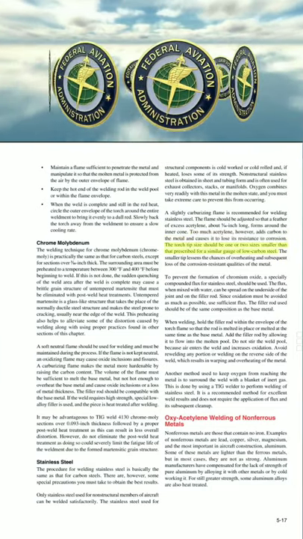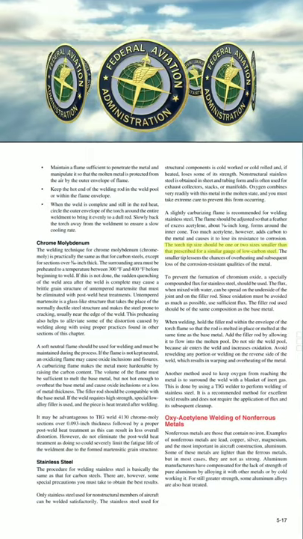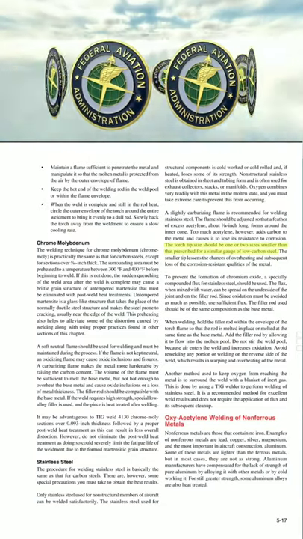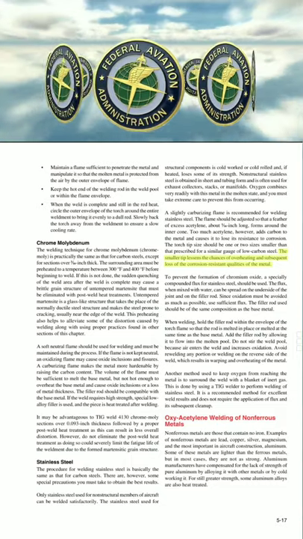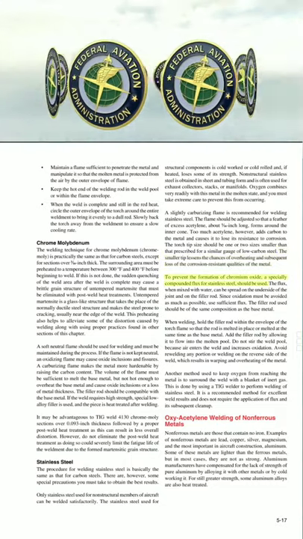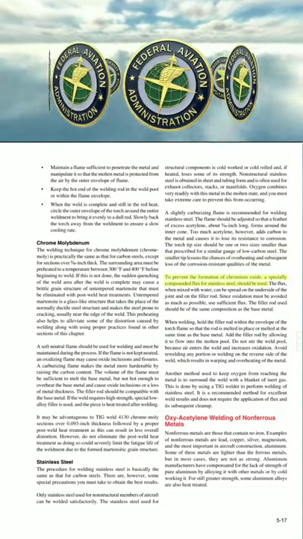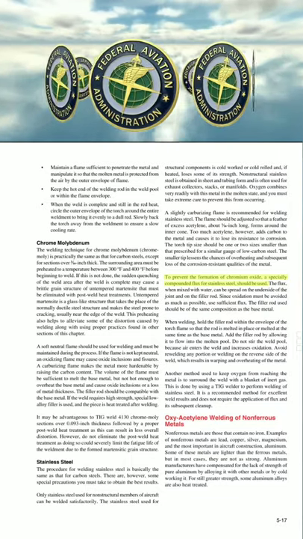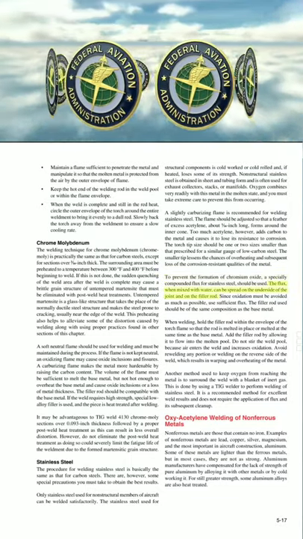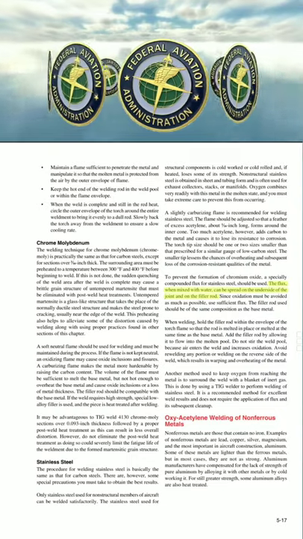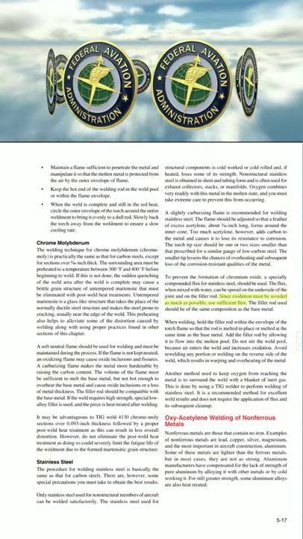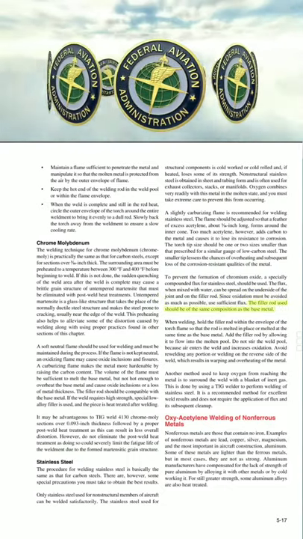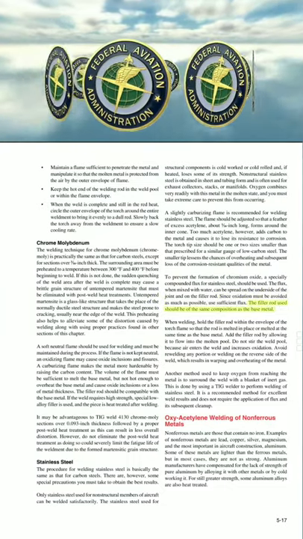The torch tip size should be one or two sizes smaller than that prescribed for a similar gauge of low-carbon steel. The smaller tip lessens the chances of overheating and subsequent loss of the corrosion-resistant qualities of the metal. To prevent the formation of chromium oxide, a specially compounded flux for stainless steel should be used. The flux, when mixed with water, can be spread on the underside of the joint and on the filler rod. Since oxidation must be avoided as much as possible, use sufficient flux. The filler rod used should be of the same composition as the base metal.